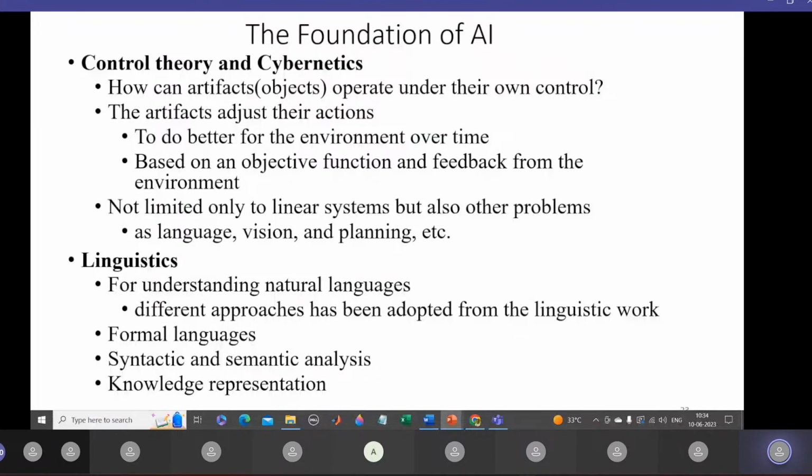etc. Next is your linguistics, so understanding the natural languages. For the linguistic work, different approaches are there, and then you can have formal languages, and you can have the syntactic and semantic. Syntax is like the rules. Semantic is for each field what could be the meaning of that. And how you are going to represent your knowledge. All these come under linguistics. That is about the language.